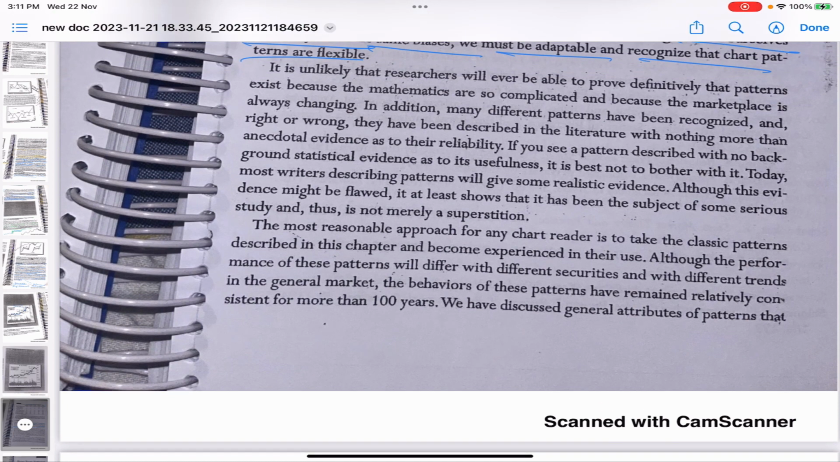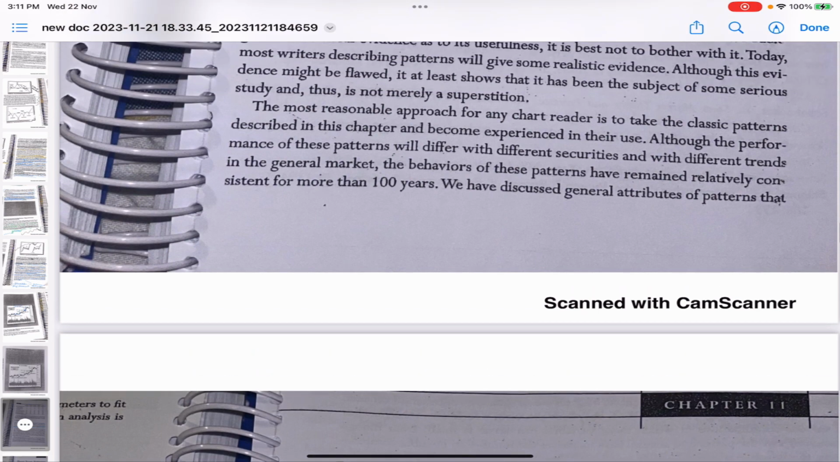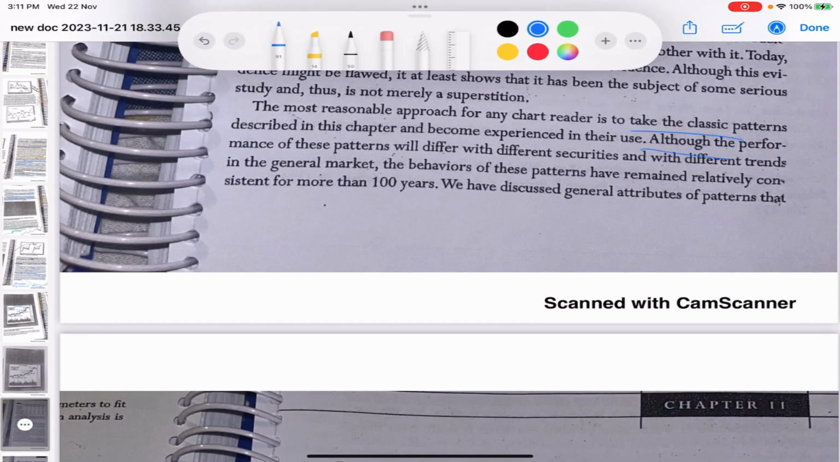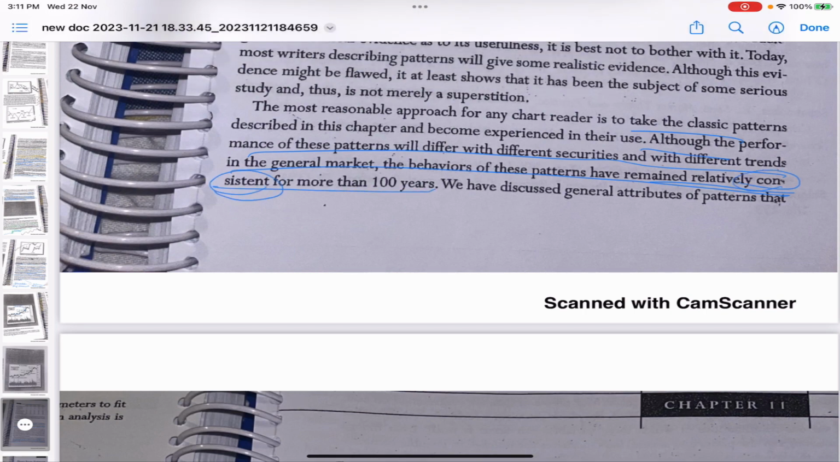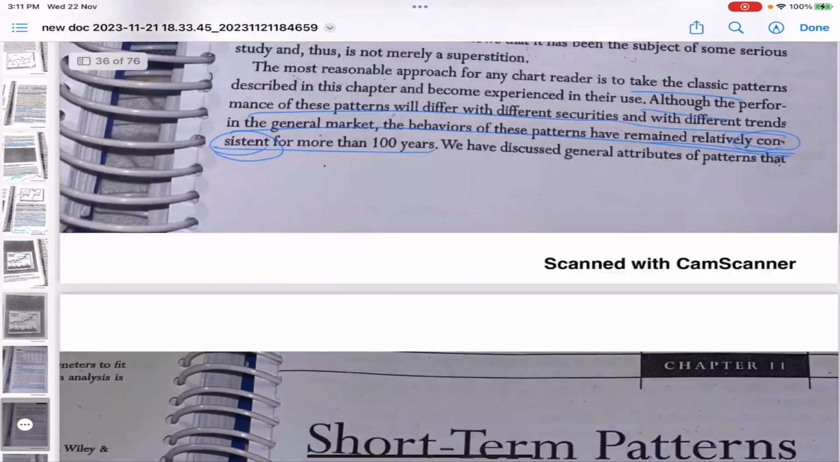And it is unlikely that researchers will ever be able to prove definitively, so we can never be able to prove the statistics of the same. And you need to always be consistent, and we need to evolve with the changing markets.